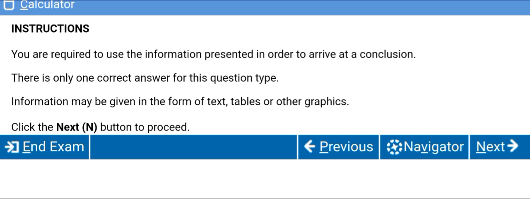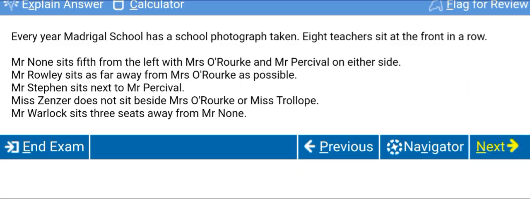You are required to use the information presented in order to arrive at a conclusion. There is only one correct answer for this question type. Information may be given in the form of text, tables, or other graphics. Click the next button to proceed. So here we have again 35 questions of this type. Now we are at question number 1.